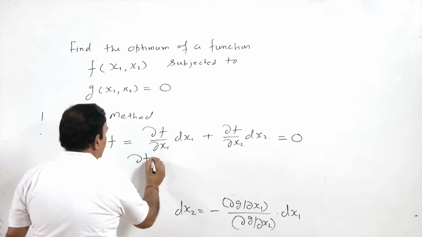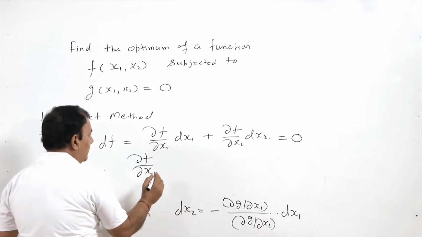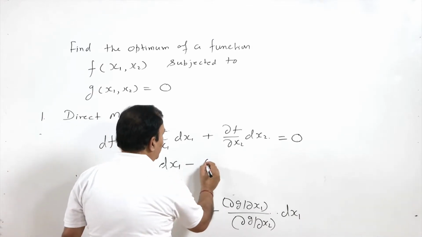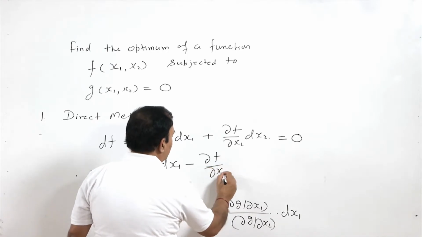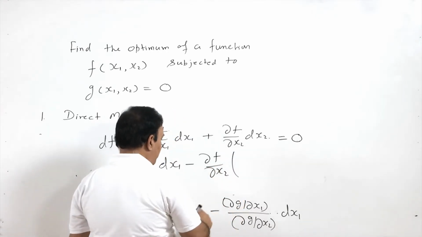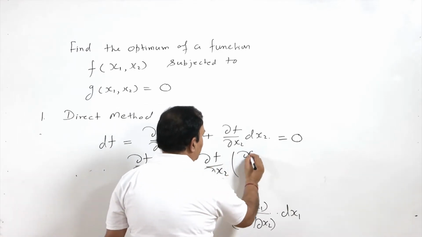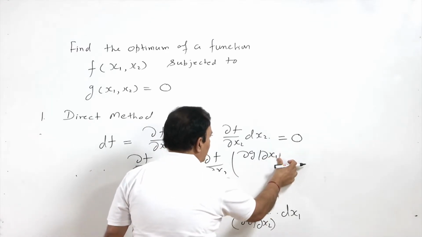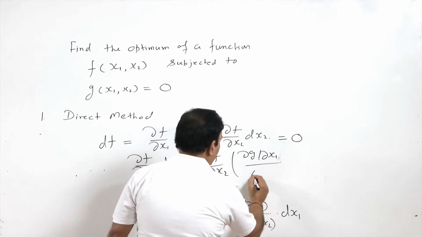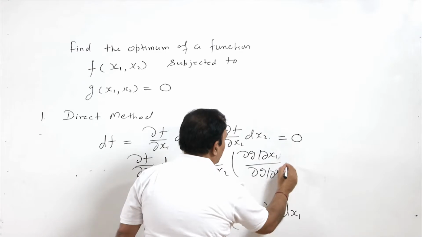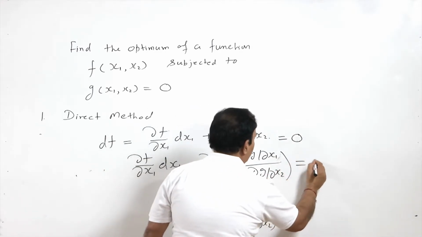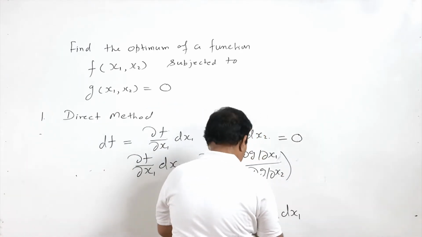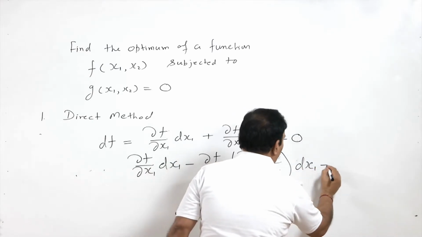So, this means ∂f/∂x1 dx1, due to this will be the ∂f/∂x2 multiplied by, negative sign we have considered here, ∂g/∂x1 divided by ∂g/∂x2, and this is also multiplied with dx1, and this equals 0.